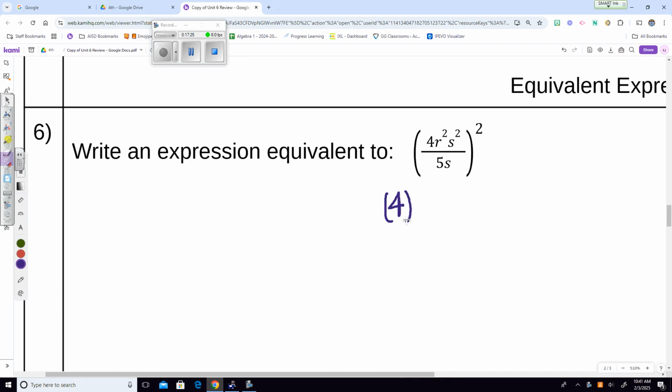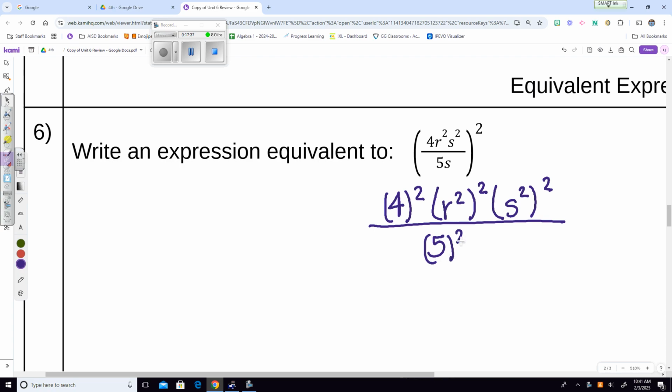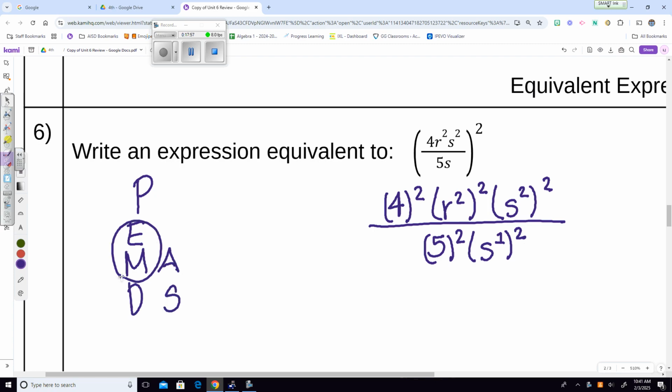So it is 4 squared, r squared squared, s squared squared. And then 5 squared, and then s, what exponent does the s have? 1, and then squared. What do you do when you have exponent to exponent? Multiply. All right, if you look at PEMDAS, exponent to exponent, you multiply.